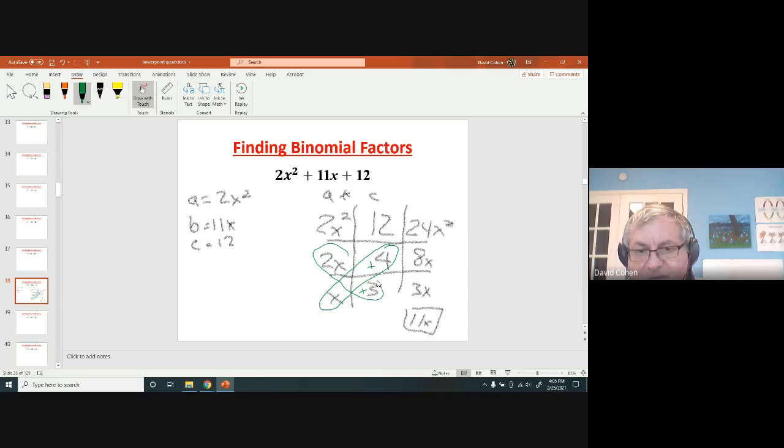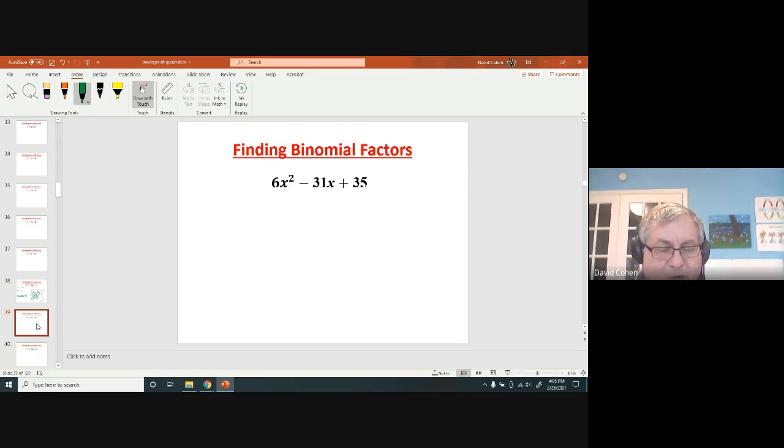And now I have factored something that has a leading coefficient greater than 1, and that is 2x plus 3 times x plus 4. Please see my other videos in Otis on this. I go through this at a much slower pace. We can do the same applications with these.